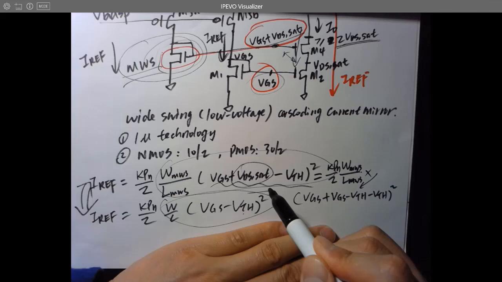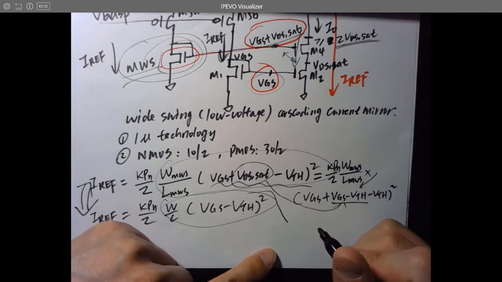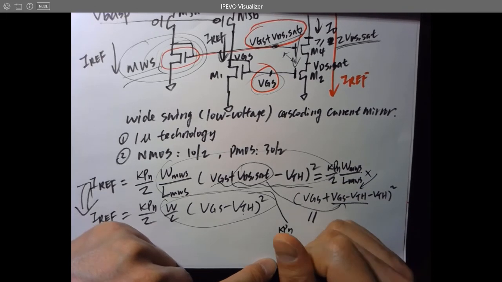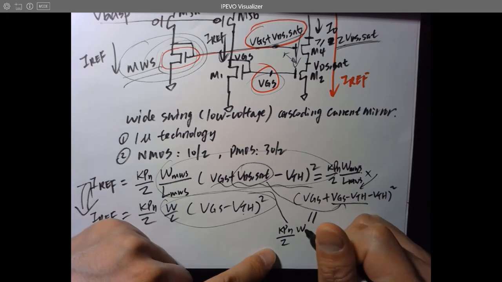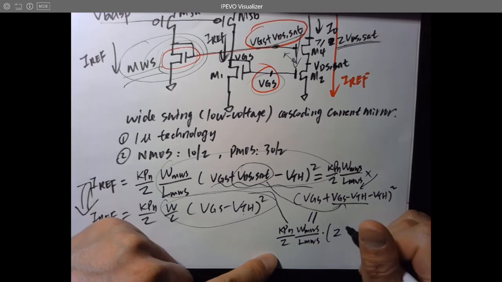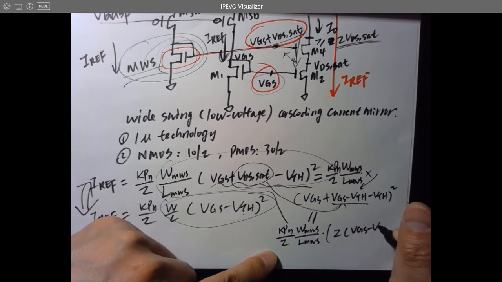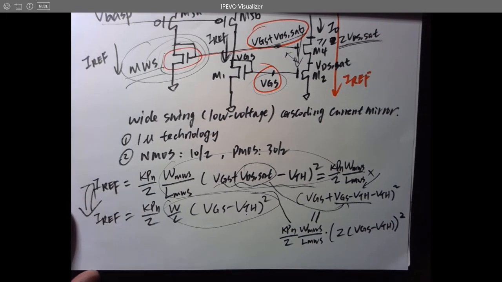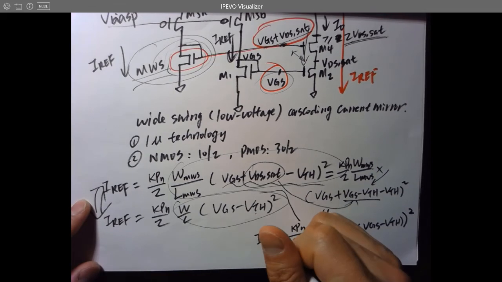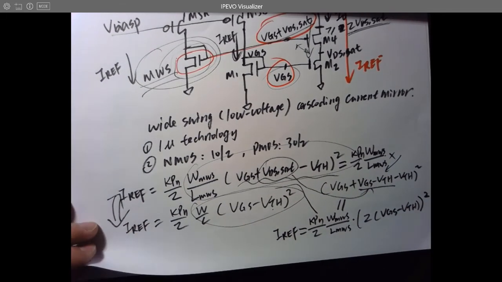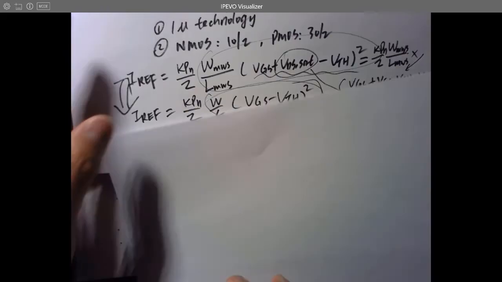And what's next? So this equals KPN over 2 times 2 times VGS minus VTH, squared. Okay, and we need this guy to be IREF as well. And what's going to happen? What's going to happen over here?